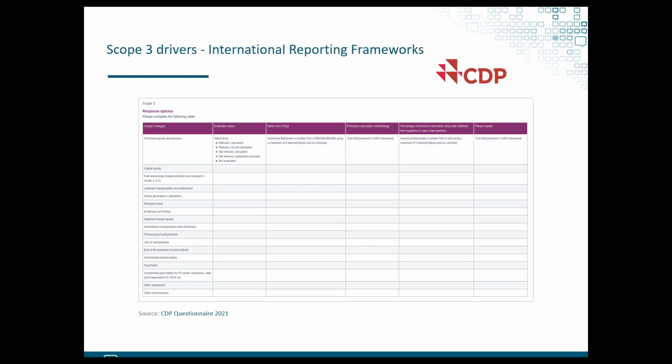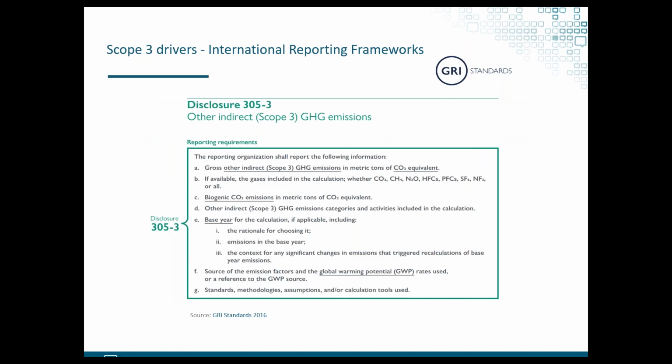CDP has also modified existing questions relating to science-based targets and net zero targets, which in themselves are key drivers that we touched on, with companies scoring more highly for setting these targets. And this is in addition to the existing CDP requirement to disclose companies' scope 3 emissions and to demonstrate an appropriate approach to assessing material scope 3 categories. Similarly, GRI, to highlight just one additional framework, also has specific disclosure categories relating to scope 3 emissions.